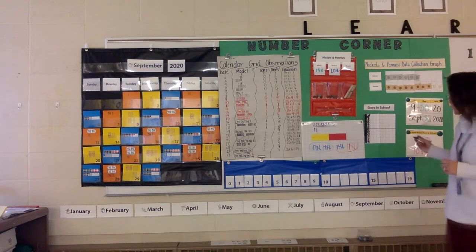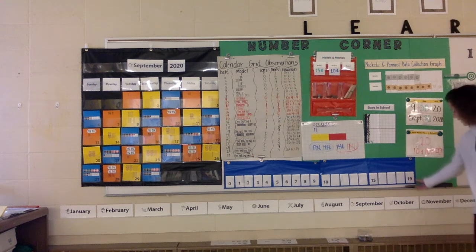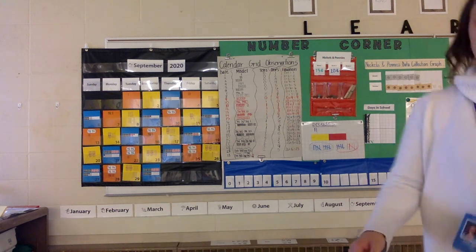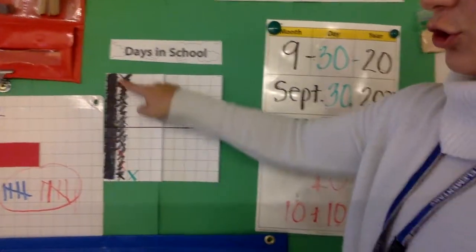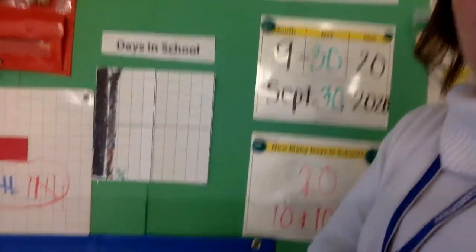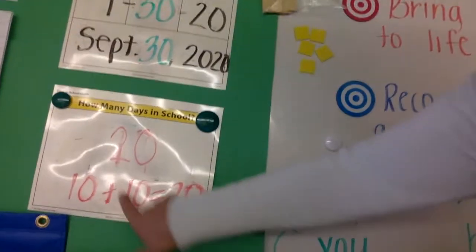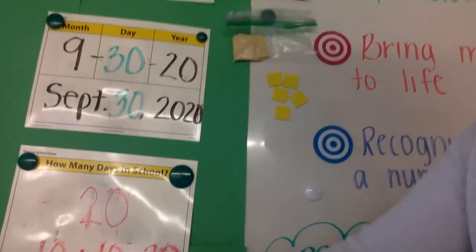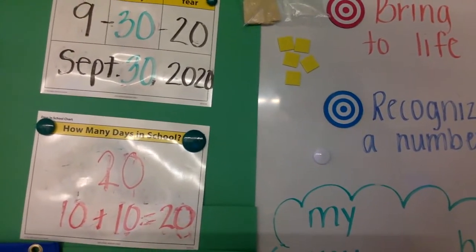All right, and our days in school. We're going to add one. How many days in school have we been? Take a look. I'm going to bring it a little bit closer so you can see. Yesterday was a special day because it was 20, 2 groups of 10, 10, 20. So what is today? Yesterday was 20, and we did our math equation, which is 10 plus 10 equals 20. What would be today? It would be 21, you're right.